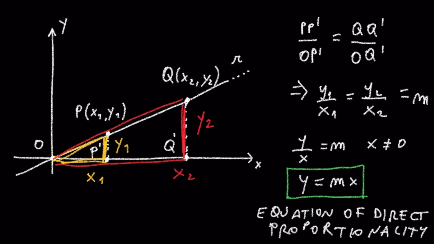Because when x is doubled, tripled, and so on, the y value changes proportionally. You can see it quickly. When x is 0, y is 0. When x is 1, y is m. When x is 2, y is 2m, and so on.